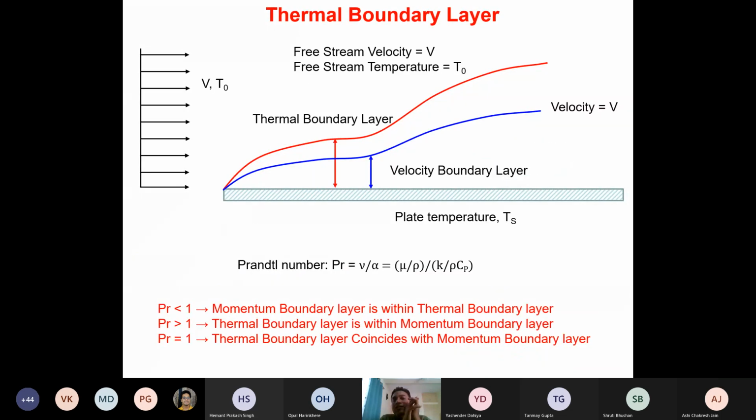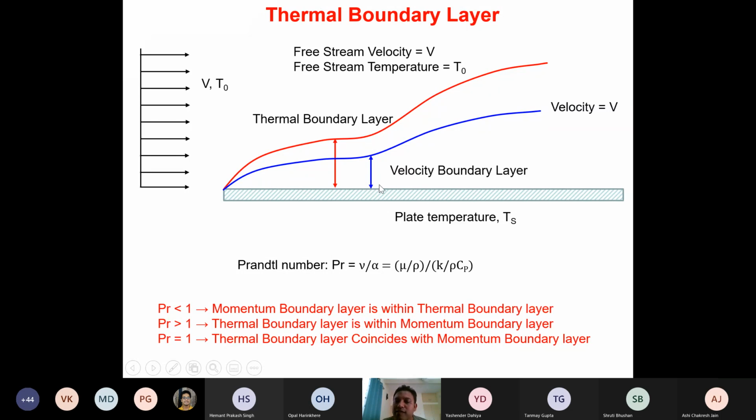Now let us look at the thermal boundary layer, similar to the velocity boundary layer which we have seen in the earlier slide. In a similar manner, there is a temperature boundary layer or a thermal boundary layer. For example, let's say the temperature of the fluid stream is T naught, whereas the temperature of this flat plate is Ts, and Ts is higher than T naught. In that case, what will happen? The heat will be transferred from this plate to the fluid, isn't it?